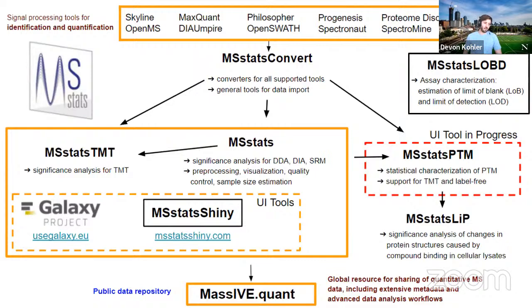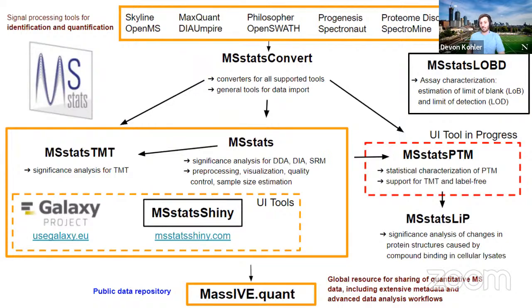MSstats Convert is called by basically everything, but let's just focus on MSstats and MSstatsTMT. Base MSstats is used for significance analysis of DDA, DIA, SRM. It includes, like we went over yesterday, visualizations, quality control, sample size, statistical analysis, everything that we went over yesterday.